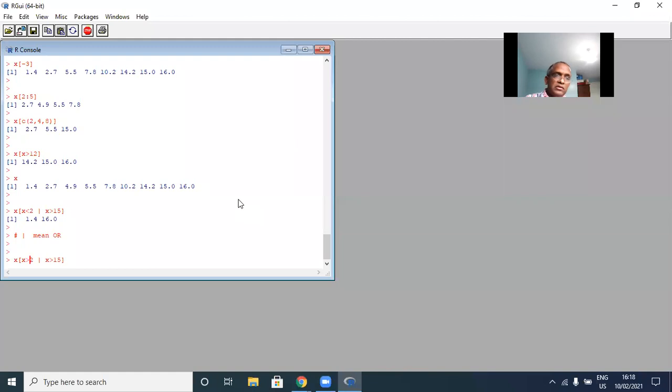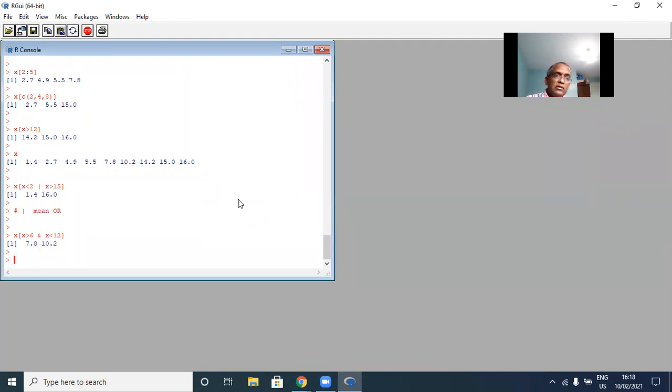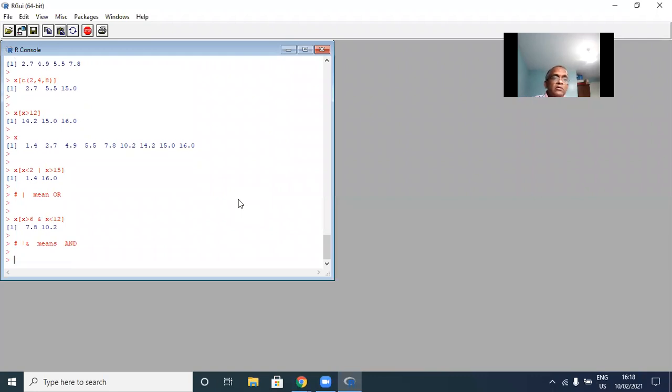Next is, suppose you want all the values which are greater than 6 and less than 12. So here, this means and, right? So here you're looking for all values in x which are greater than 6 and less than 12. So there are only again two values which are greater than 6 and less than 12, namely 7.8 and 10.2.